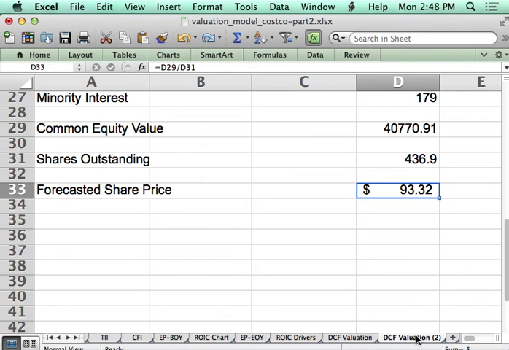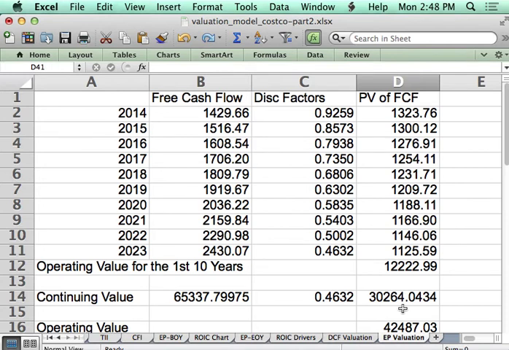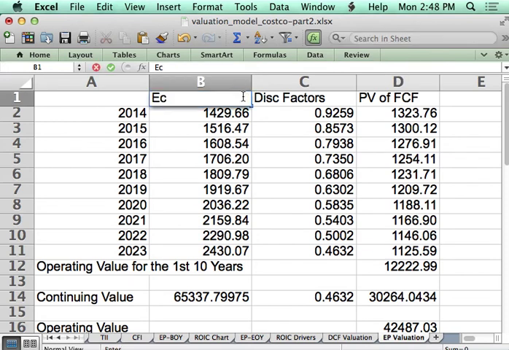Exact copy. Now it's called DCF Valuation 2. And then I'm going to rename this tab EP for Economic Profit Valuation. So I now have a second valuation tab called EP Valuation at the end. And I want these two tabs to give me the same answer. So here's what's different when I do the economic profit valuation. I'm no longer forecasting free cash flows. What I'm forecasting are economic profits.